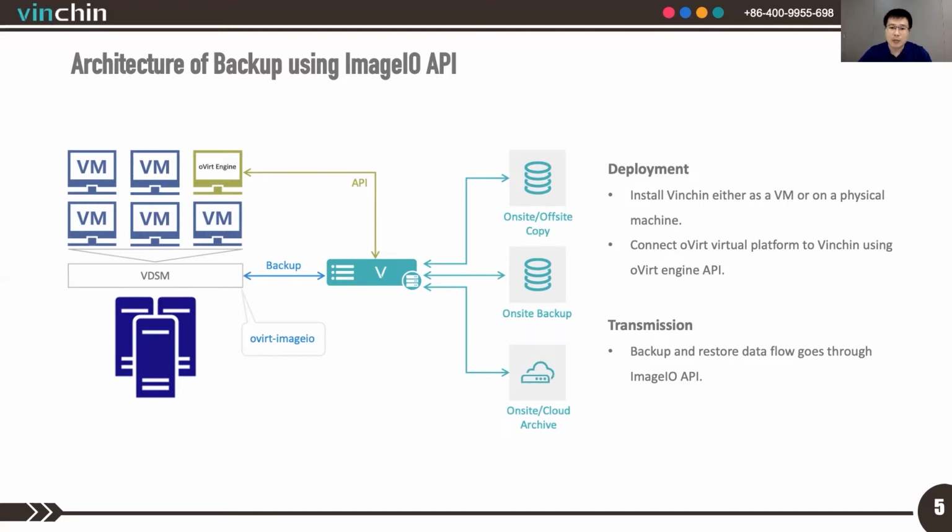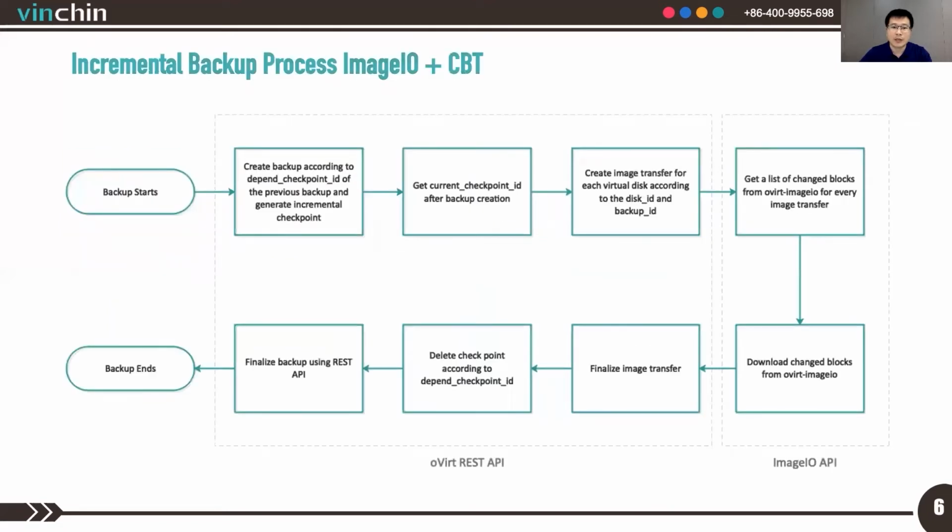Currently, when backing up oVirt VMs using imageio, by default, the transmission will go through the management or production network. Later on, we are going to implement backup network selection, the same as using the backup plugin. And by the way, the imageio API also enables Vinchin to take advantage of the oVirt changed block tracking, the CBT technology. Here, let's take a look at the basic process for incremental backup by using imageio and the CBT API.